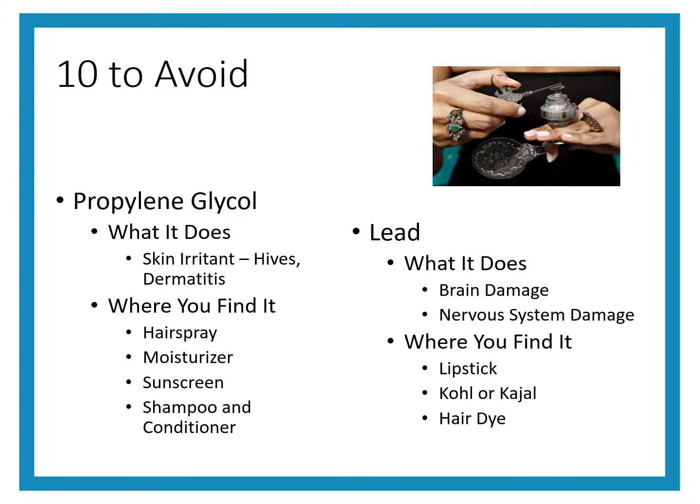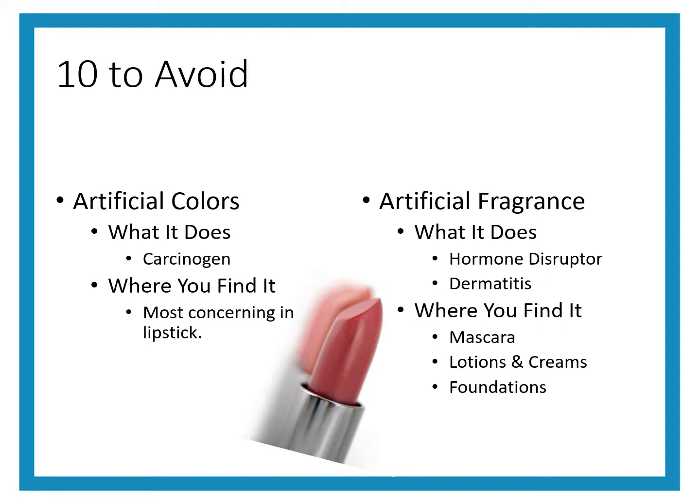So, all right. The next two, or our last two here, are a little tricky because we really don't know what they are. Artificial colors. Often these are carcinogens. They're not made from natural products. We don't really know what they are in some cases. And kind of like lead, these are most concerning when we're talking about lipstick, again, because it's not something we're putting on top of our skin. It's something that's going directly into our body via our mouth.